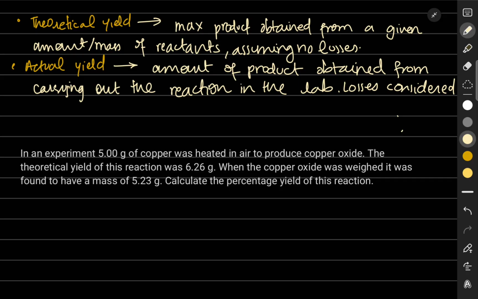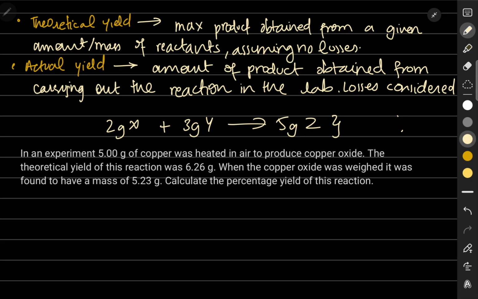So when you talk about theoretical yield, you're talking about the maximum amount or mass of product or products that is obtained from a given mass of reactants, and you assume there are no losses. So for example, in a reaction you say, well, 2 grams of X reacted with 3 grams of Y. Assuming there are no losses, you get 5 grams of the product Z. So this is what theoretical yield is going to be.